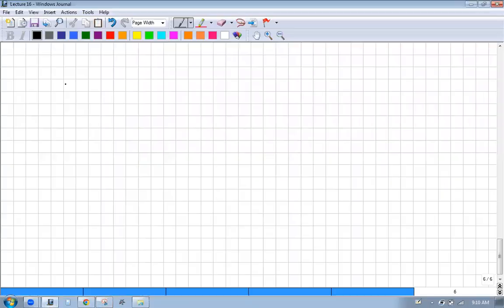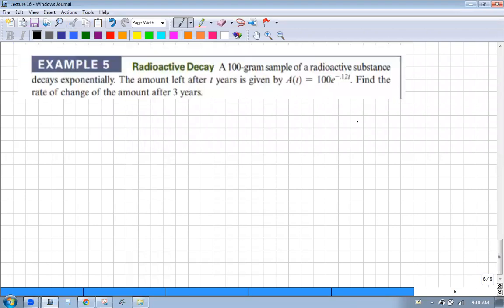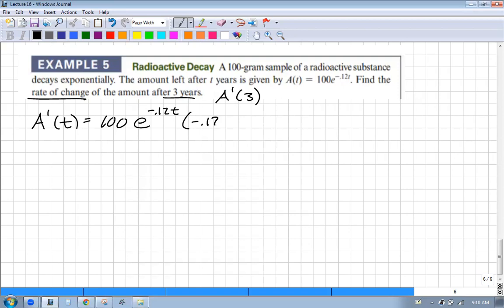All right, radioactive decay. All right, a 100-gram sample of radioactive substance decays exponentially. The amount left after t years is given by A of t. Find the rate of change after 3 years. We need to know A prime evaluated at 3. So A prime, we have 100. We have e to the stuff. The derivative of e to the stuff is e to the stuff times the derivative of the stuff. Of course, you could combine these if you wanted to, right?